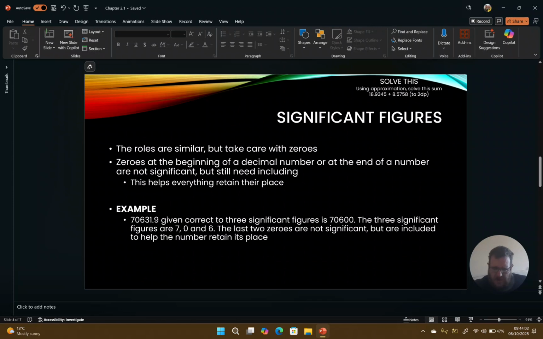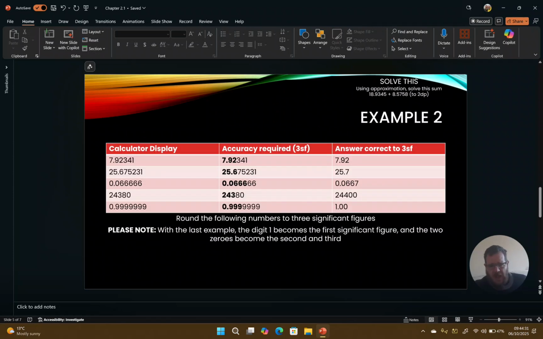70,631.9. When given correct to 3 significant figures is 70,600. Now, the 0 of those 3 significant figures is classed as significant because it's placed in the thousandths holder, and it's crucial for it to be kept in its correct place. And some more examples are on the next slide.